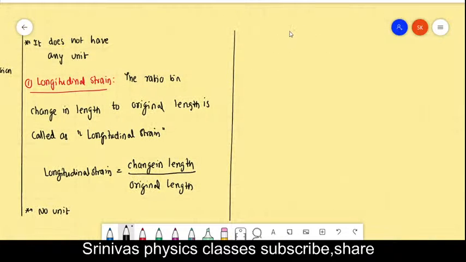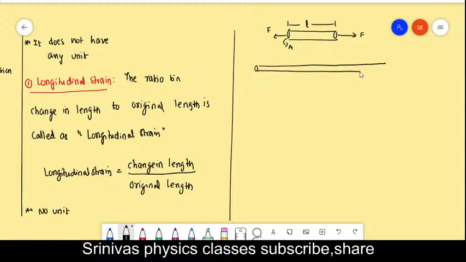For example, you take a wire. This is a wire. Its original length is L. Now we are applying the stress like this. We are applying the force like this. The force is applied on this area A. That is nothing but stress we are applying here. Now this is the original length. After applying the force and stress, the new wire length will be increased. For example, this is the final length.